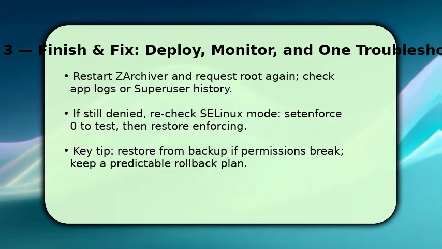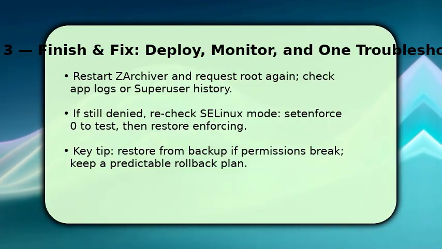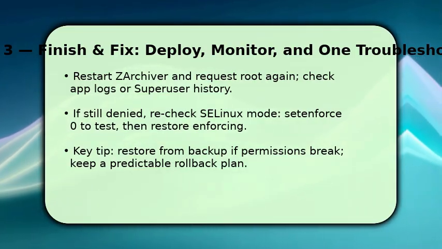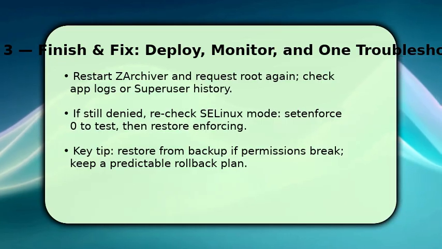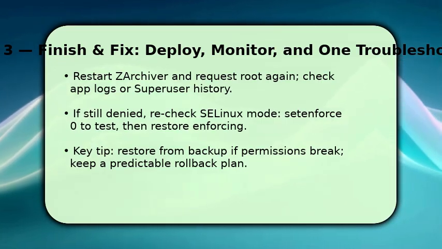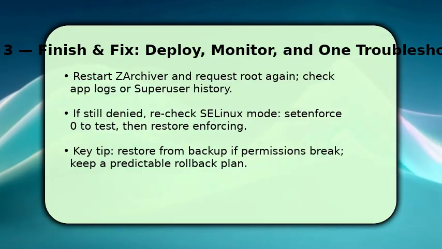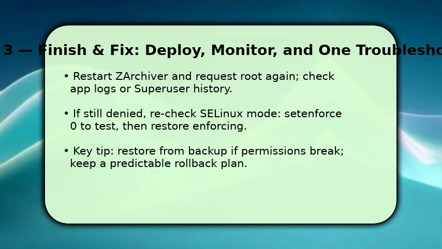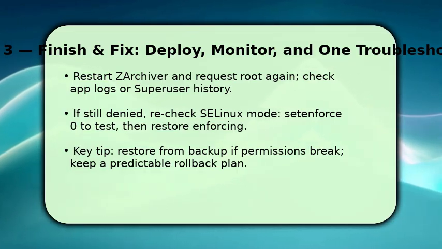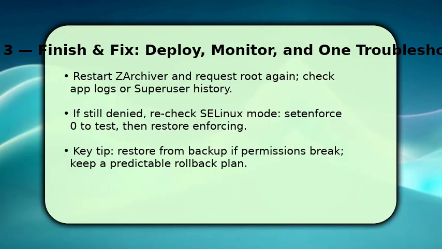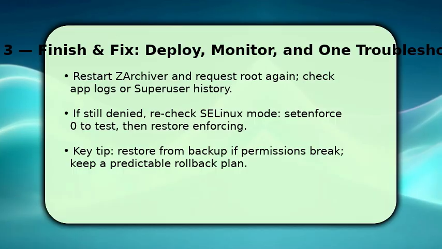If you still get access denied, inspect superuser logs and check SELinux state, temporarily set enforce 0 to test, because SELinux can block access even with correct perms. Once confirmed, restore enforcing. If something goes wrong, restore your backed up files and permissions immediately. Keeping a rollback plan avoids bricking apps. Remember, small, reversible steps prevent larger recovery work.